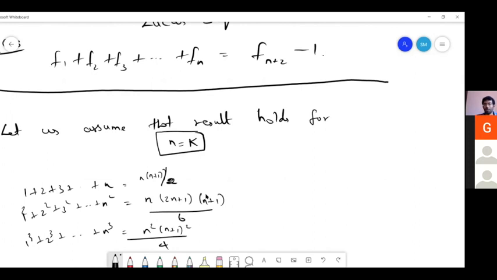Because we are making a very strong statement here. We are saying that this formula will hold true for all the values of n. So whatever proof technique we use, it must be sound enough.